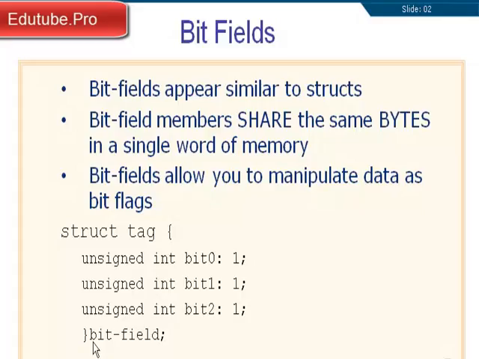The variable name will be called bit field, and the bit field will work just like a structure. You'll have bit field dot bit 0, dot bit 1, dot bit 2, and you can either set it to 1 or 0. You can turn the bit on or off by saying true or false, 1 or 0. So bit field dot and then the member. If you create a pointer to this thing, that's fine as well, and then you use the arrow: bit 0, bit 1, bit 2.